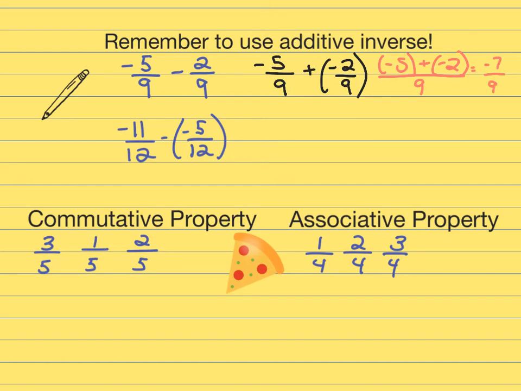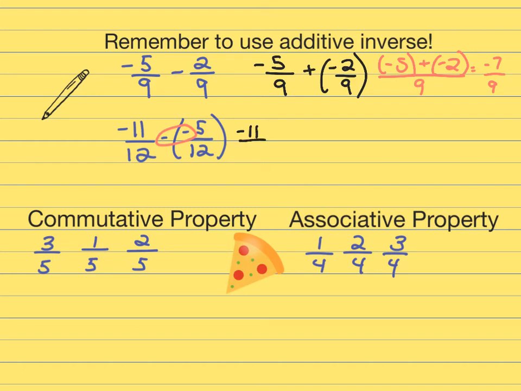Additive inverse can also help in the next problem. We have negative 11 twelfths minus negative 5 twelfths. Notice that right here we have subtract a negative. We can use additive inverse to change those signs.